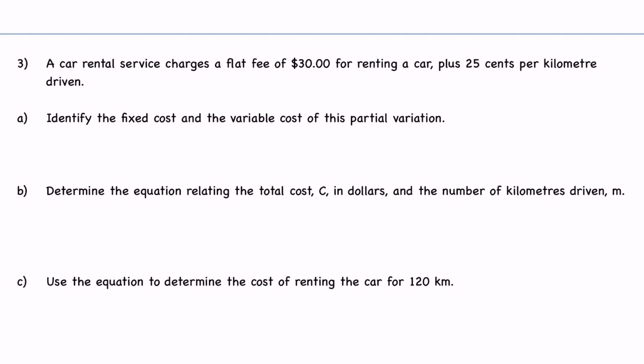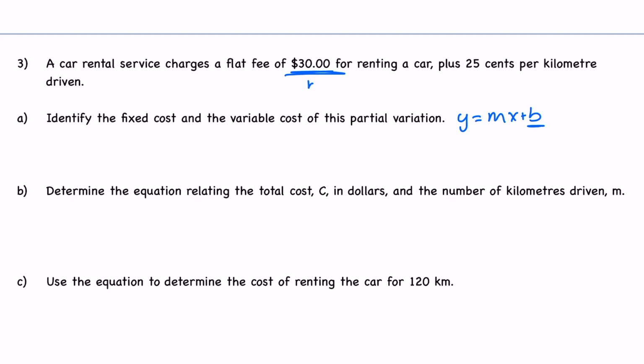A partial variation follows the equation y equals mx plus b. So our fixed cost is going to be our y-intercept. That's the part that doesn't change no matter what x is. And then our variable cost is going to be the part that's affected by x. So in this case, we have to pay $30 just for renting the car. It doesn't matter how far we drive, we have to pay that $30.